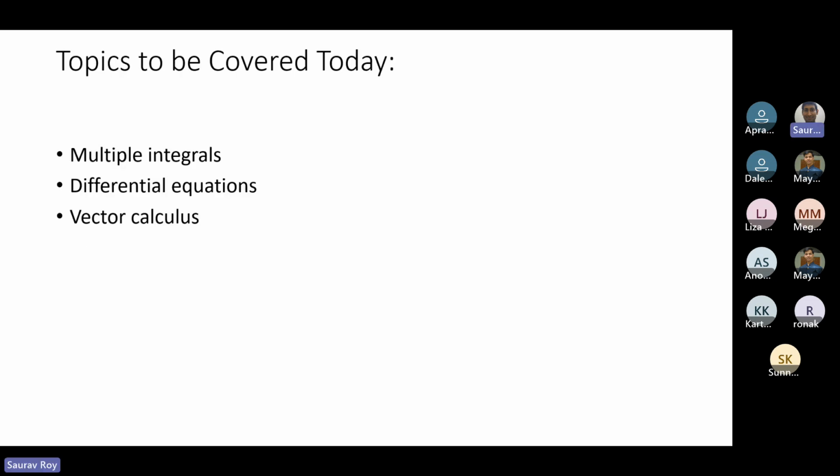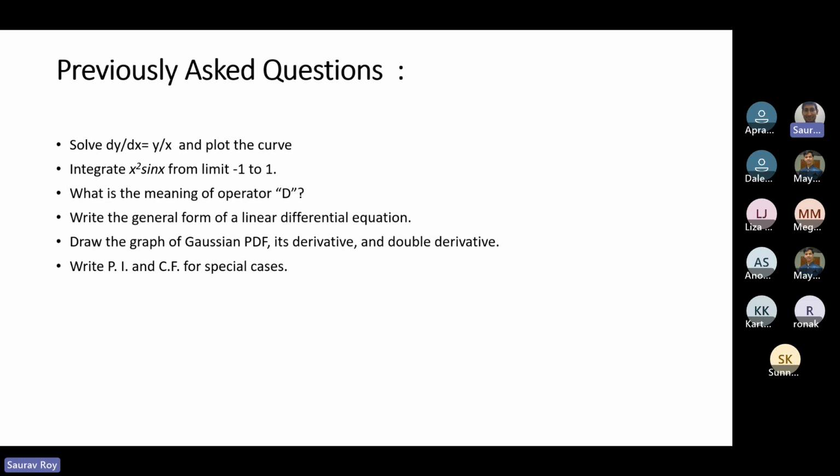Today we'll try to cover these topics. Firstly, multiple integrals, differential equations, and vector calculus. So let's see how much. You guys can also speak. Do you have any specific interest in some topic, or can we go on with this? Brother, whichever topic they are interested in, that is what we are interested in. Okay, brother. We'll see.